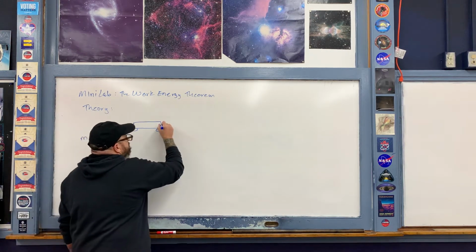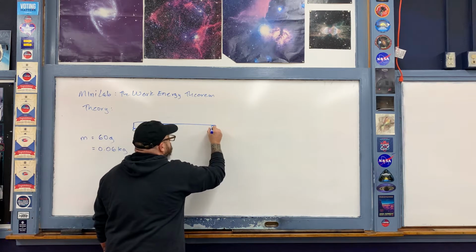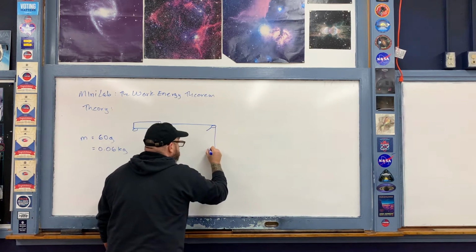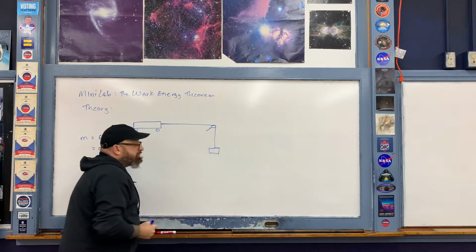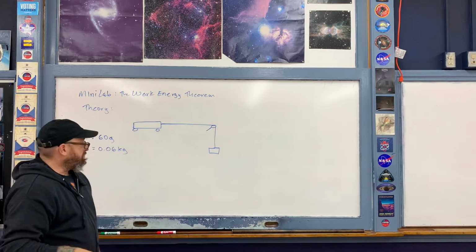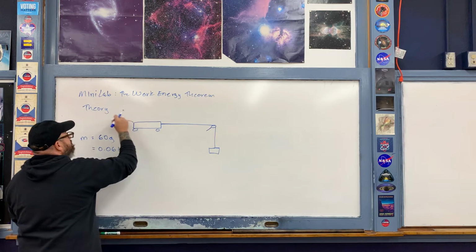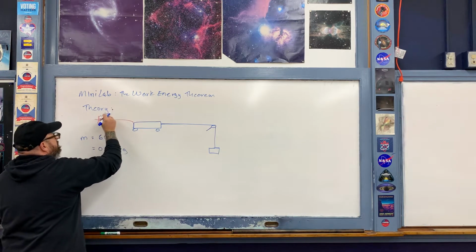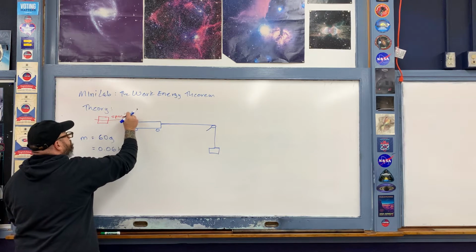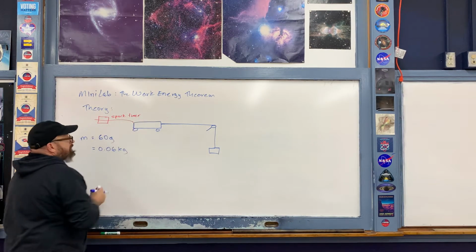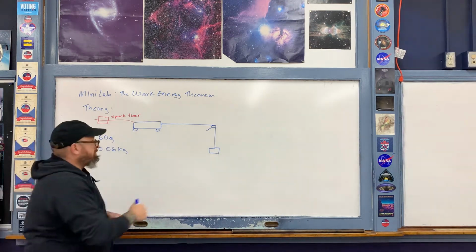Then I have my string tied to the cart, the string that is draped over a pulley off to the side. And then I have an object here, a laboratory weight, that is hanging off to the side. I then have my piece of strip tape that is taped to the cart. It is then threaded through the spark timer, which is back here. And then I release the cart from rest.